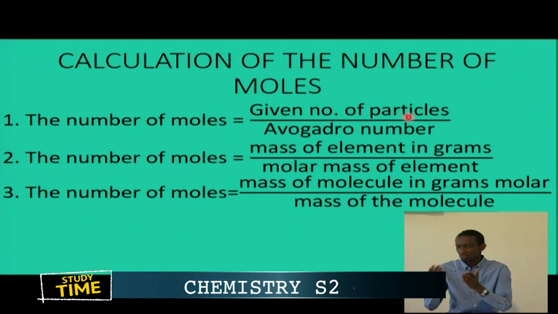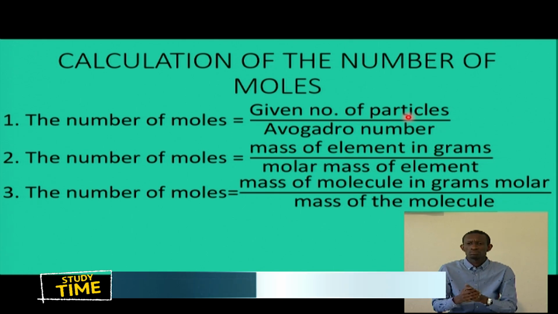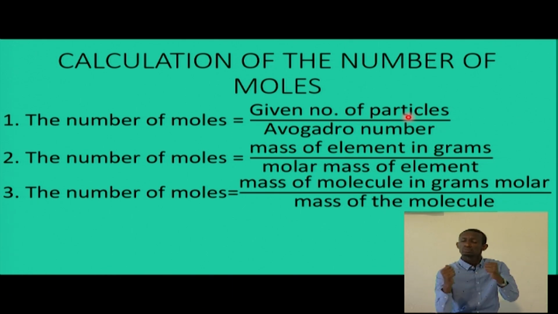Let us go back to the example of items in a dozen. If they say you have 48 particles, for example, 48 cups, what will be the number of dozens if you know that a dozen contains 12 items? That you get the total number of items over the number of items in a dozen, and you get the number of dozens. Very simple.